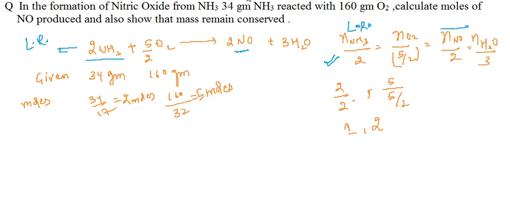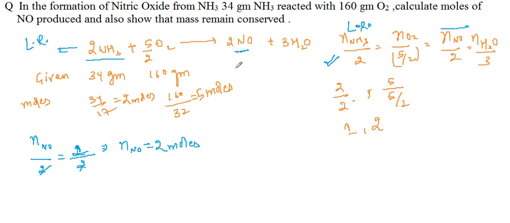So moles of NO produced: moles of NO divided by 2 should equal moles of ammonia divided by its stoichiometric coefficient. So how many moles of NO are produced? Here we have 2 moles of ammonia, and to cancel the 2, it is 1. So the moles of nitric oxide produced will be 2 moles. And so mass remains conserved.